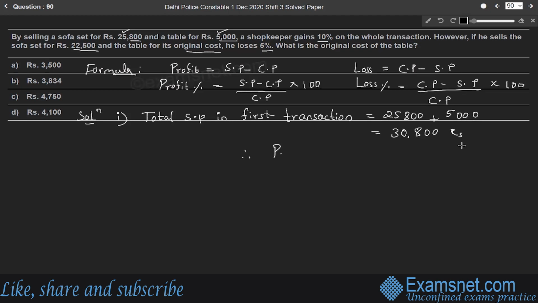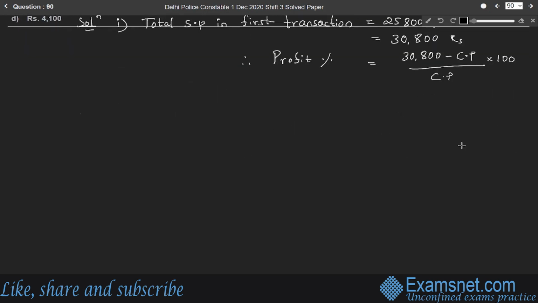Therefore, profit percentage is equal to, according to the formula, selling price minus cost price. So we'll take selling price as 30,800 minus cost price divided by cost price into 100. So what is the profit percentage? According to the question, the shopkeeper gains 10%. Therefore, profit percentage is 10 into cost price is equal to 30,800 into 100 minus CP into 100, right?